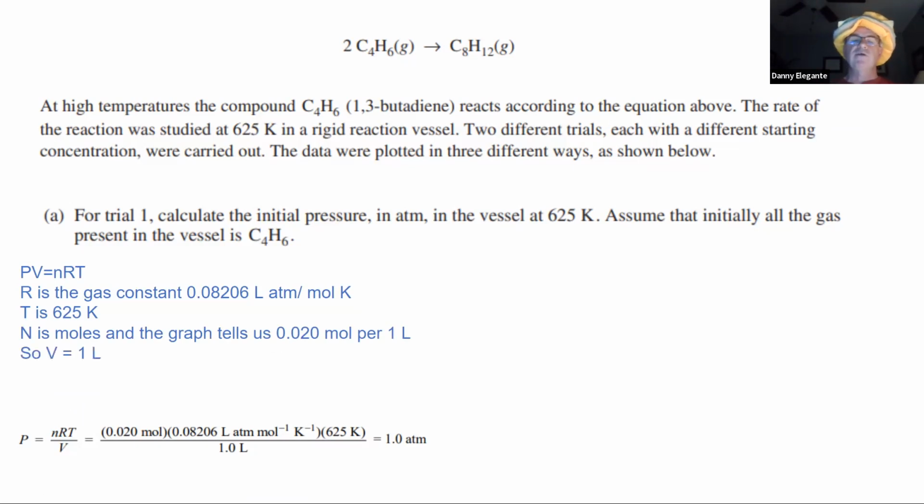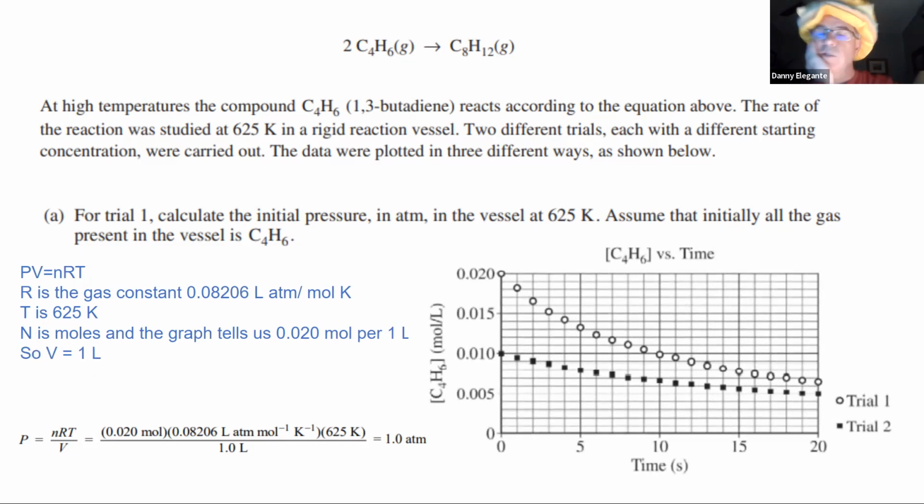So let me show you the graph. So the graph showed us the molarity versus time. Now, molarity is moles per liter. So first of all, we need to pick out, are we looking at the black dots on the graph, or are we looking at the open circles? And the open circles are trial 1, and the black dots are trial 2.